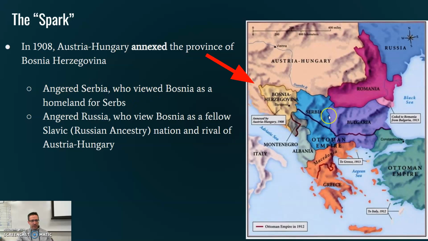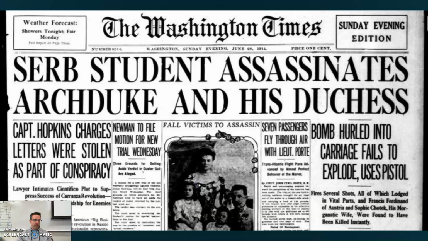And this angered Serbia, which is right here. They viewed Bosnia as a homeland for Serbs, but Slavic people also lived throughout this area. This angered the Russians, who viewed Bosnia as a Slavic nation and a rival to Austria-Hungary. So if Austria-Hungary is taking this over, Serbs don't like that, Russians don't like that, and Russia sees this as invading their territory, at least ethnically and culturally.